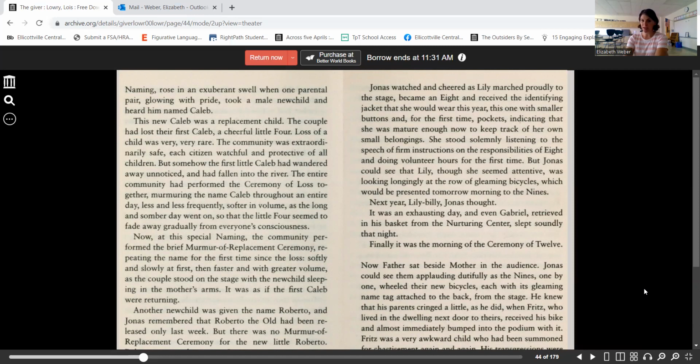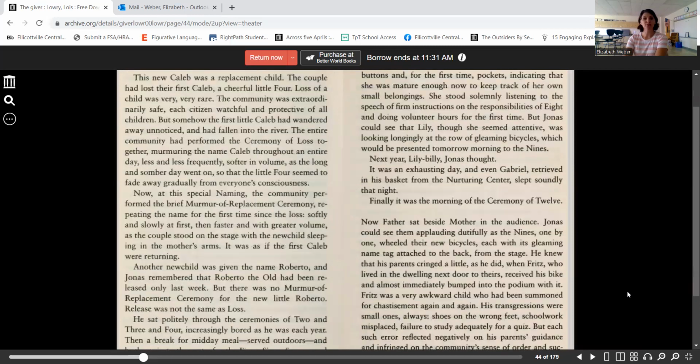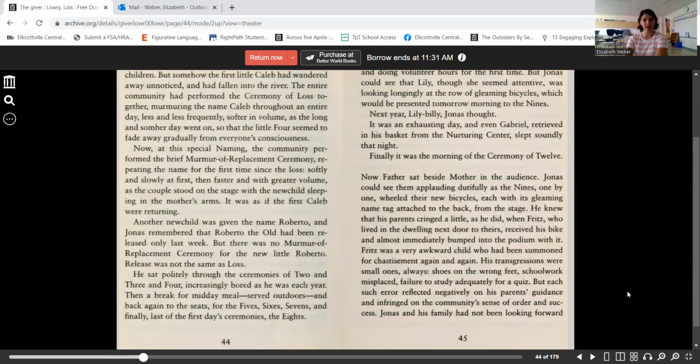Now father sat beside mother in the audience. Jonas could see them applauding dutifully as the 9s, one by one, wheeled their new bicycles, each with its gleaming name tag attached to the back, from the stage. He knew that his parents cringed a little as he did when Fritz, who lived in the dwelling next door to theirs, received his bike and almost immediately bumped into the podium with it. Fritz was a very awkward child who had been summoned for chastisement again and again.